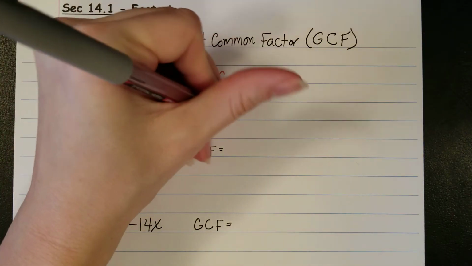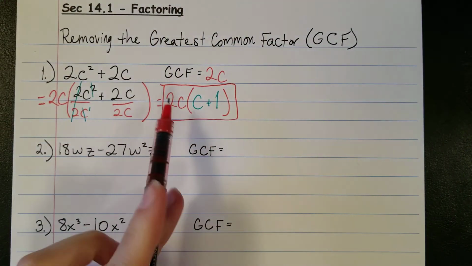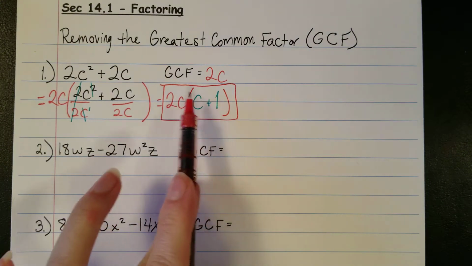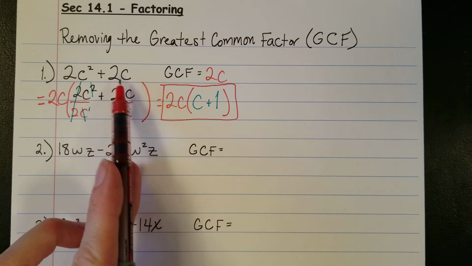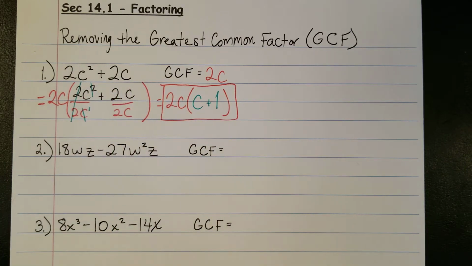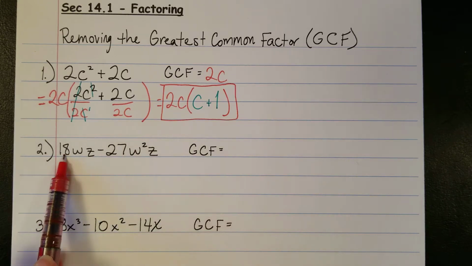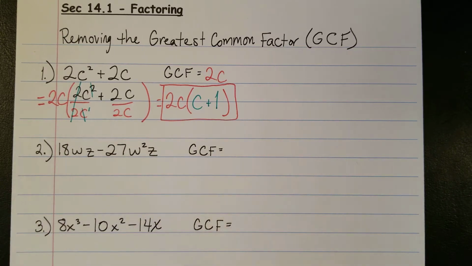If you were to multiply this back out, in other words distribute this, it would equal what we started with. You would see that it would be the same. All right, so number 2, the GCF, the biggest number that will go into both 18 and 27, is going to be 9.